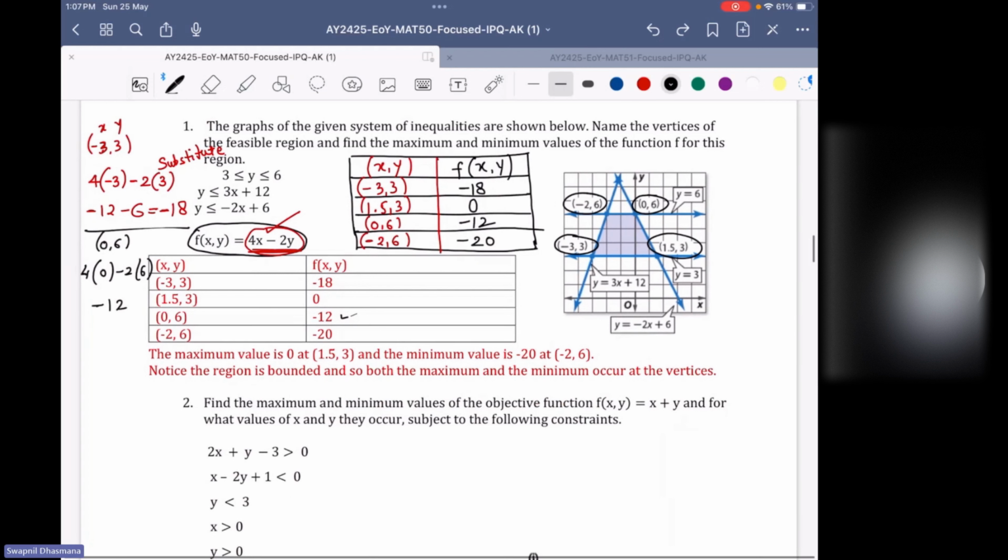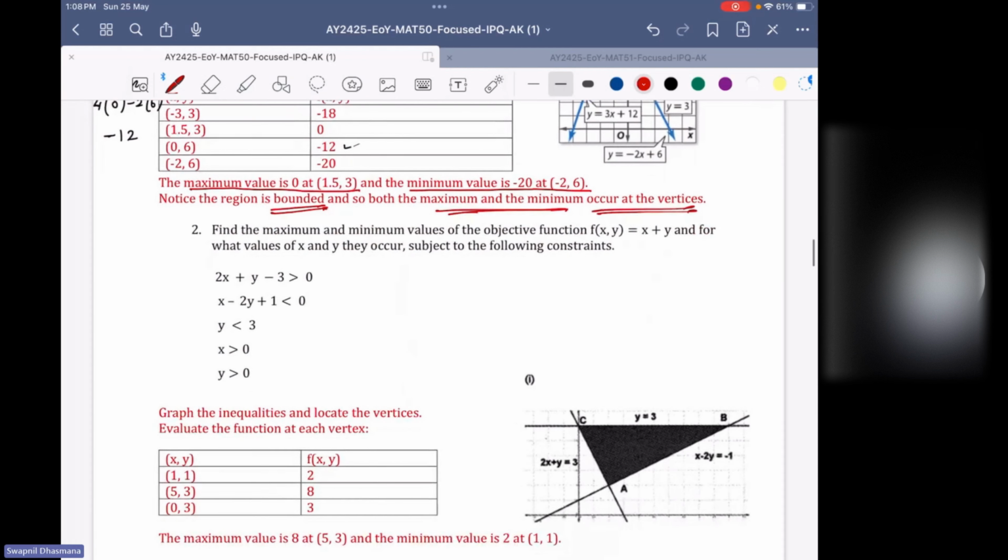Once you have all the answers, you can see that out of all, because it's a bounded region, out of all the values, the highest value is 0 and the lowest value is negative 20. So you would say the maximum value is at 1.5 and 3, which is 0, and the minimum value is negative 20 at negative 2 and 6. So as it is bounded, the maximum minimum will be here on the vertices. We will see what happens if it's unbounded. Same as here.